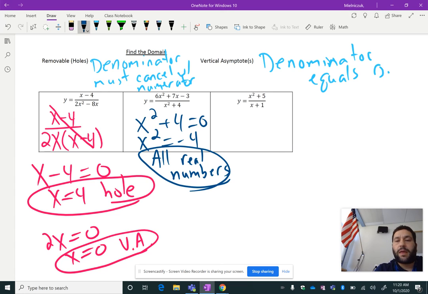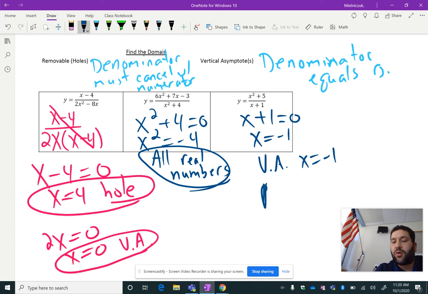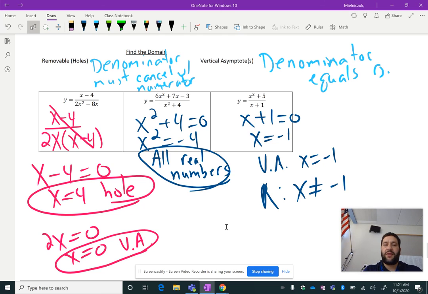All right, for our last one, nothing cancels at the top, but we need to find out when x plus 1 equals 0, which is when x equals -1. So we know we have a vertical asymptote at x equals -1, meaning our domain is all reals, except for x does not equal -1. So that's just a quick review of finding the domain, reviewing holes and vertical asymptotes of rational functions.